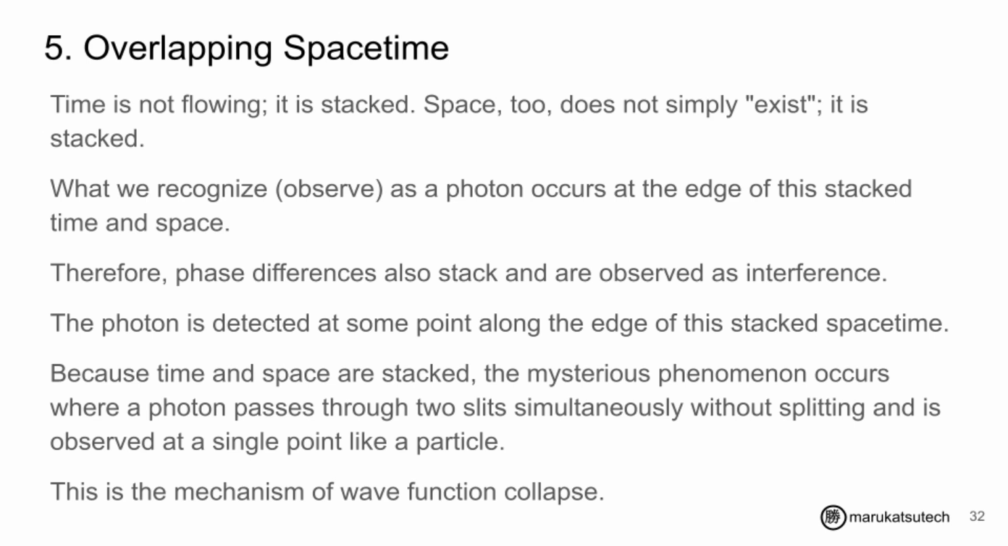Because time and space are stacked, the mysterious phenomenon occurs where a photon passes through two slits simultaneously without splitting and is observed at a single point like a particle. This is the mechanism of wave function collapse.